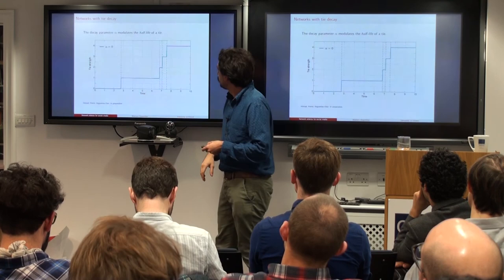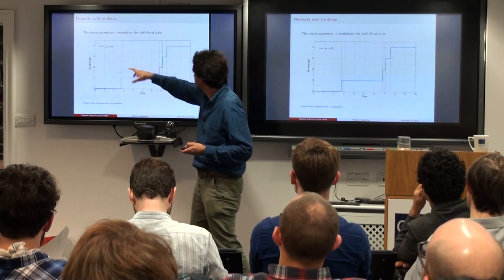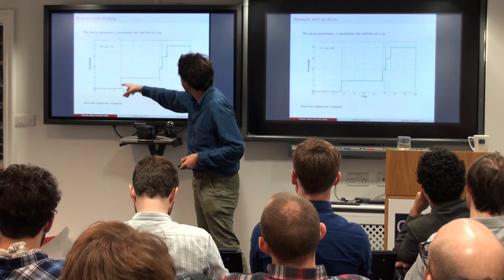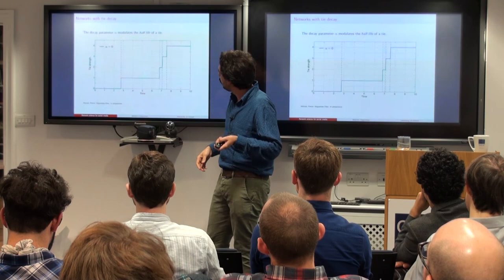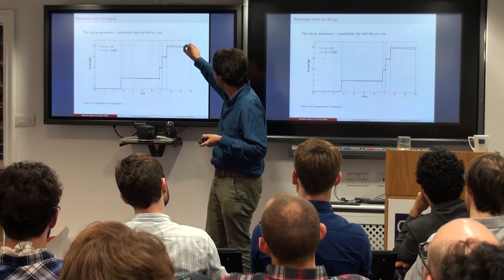So when we have no decay, it means we're just aggregating interactions. So this decay, this alpha parameter, is zero. So this is the tie strength of two individuals that have interacted four times. So at the end of the time, the tie strength is four. But if we allow decay, then we start to see how this thing might play along. Small alpha, you have a little decay. Larger alpha, slightly larger decay.